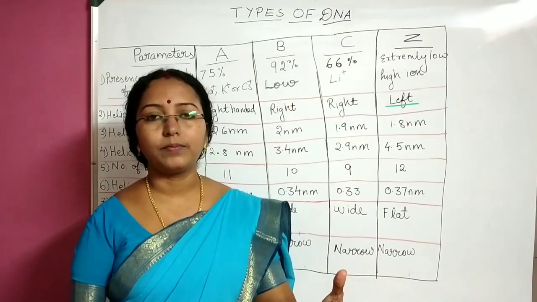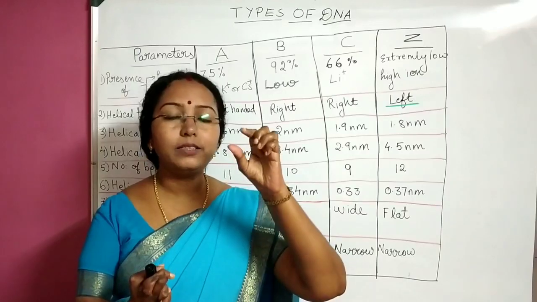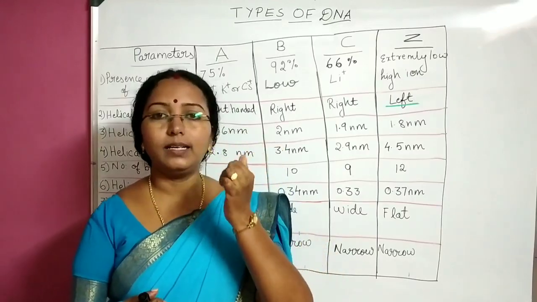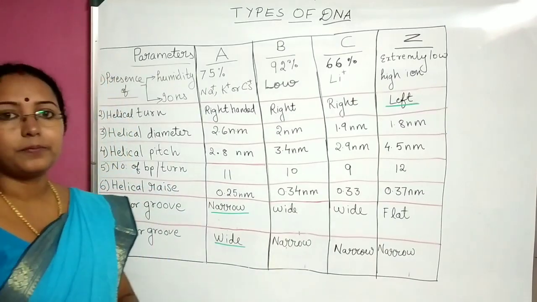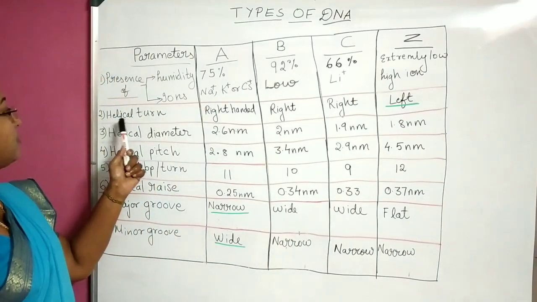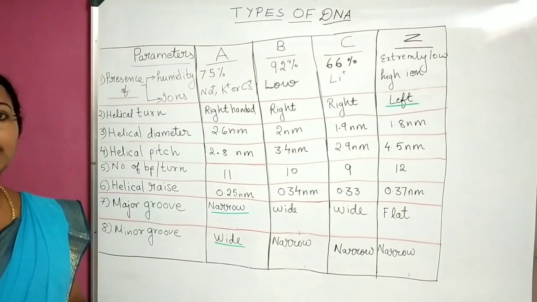Okay, now let's look into the salient features of each form of DNA. Let's look into them one by one. First, you have to learn about the helical turn.